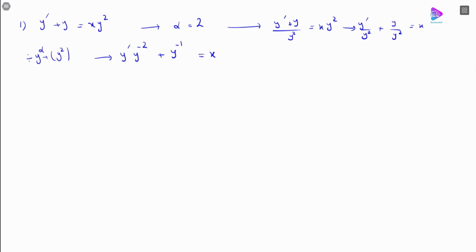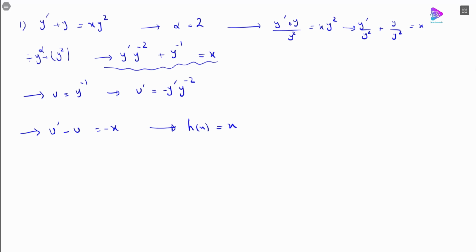And then the next step would be the change of parameter u = y^(-1). Therefore u' is going to be -y' y^(-2). So you can see this equation is changing to u' - u = -x. And we saw how we solved this before, right?